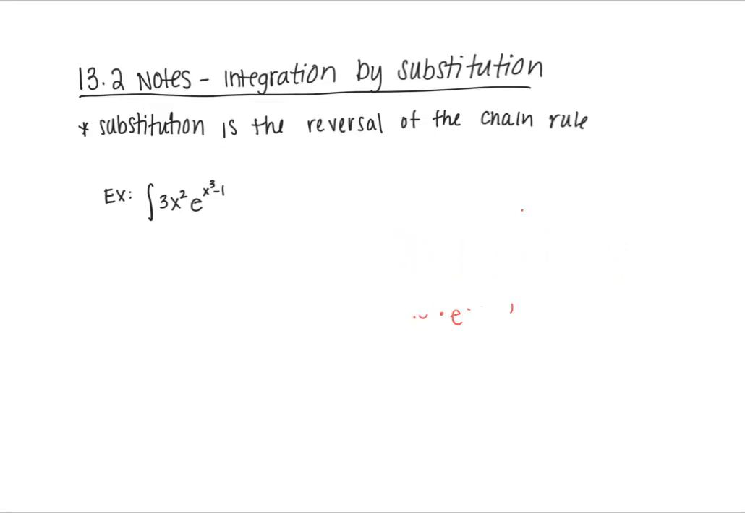If you look at the first example, you'll notice that it's a more complicated example than we've done so far: 3x squared times e to the x cubed minus 1. What we're going to do is something called u substitution. I'm going to take that inside piece and let it equal u. So u equals x cubed minus 1. That's the inside part I'm going to pick.